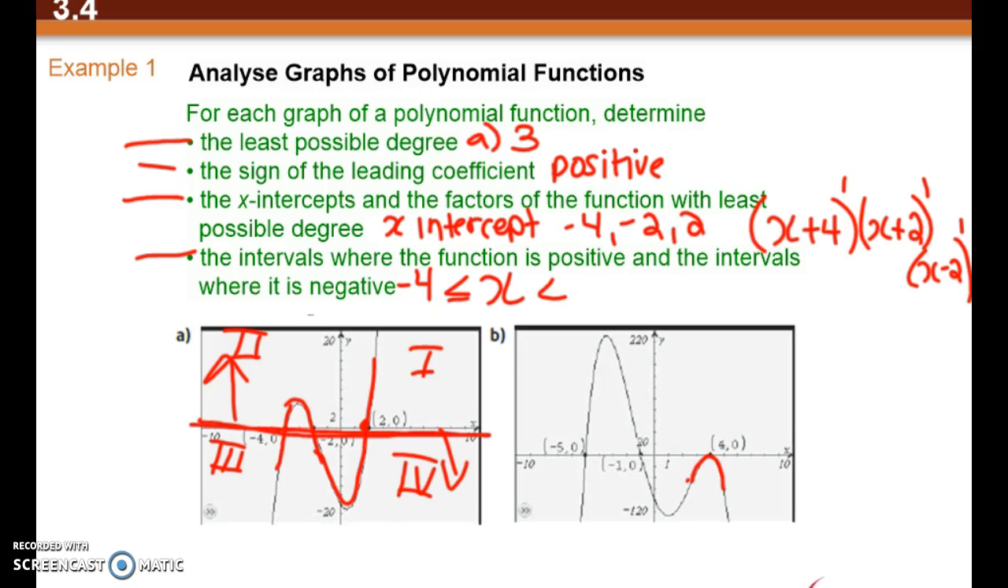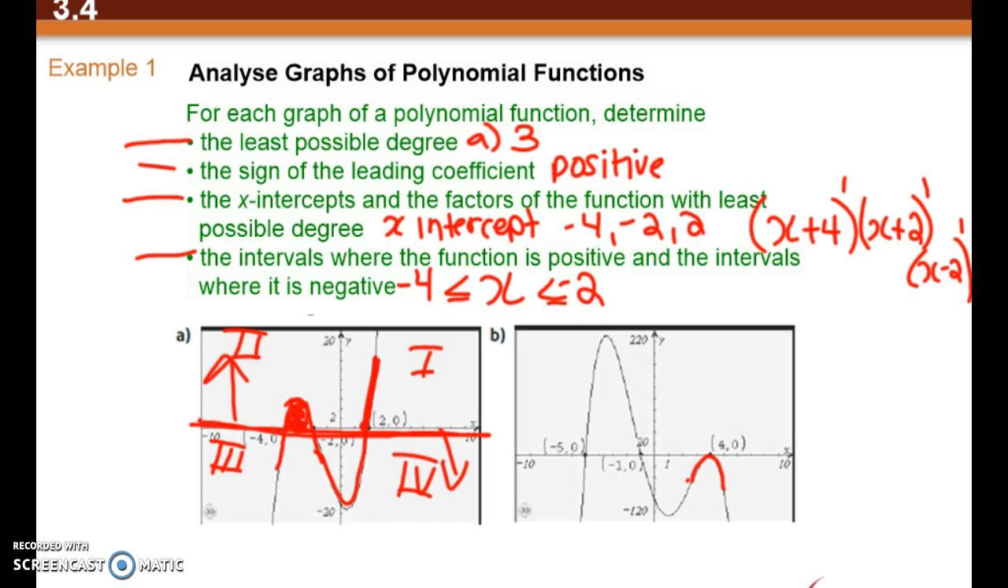Okay, so you could say X has to be greater than or equal to -4, less than 2. Okay, so this should be a -2 because we're talking about this area right here. It's between -4 and -2. So X has to be greater than -4 but less than -2, and that covers that piece right there.